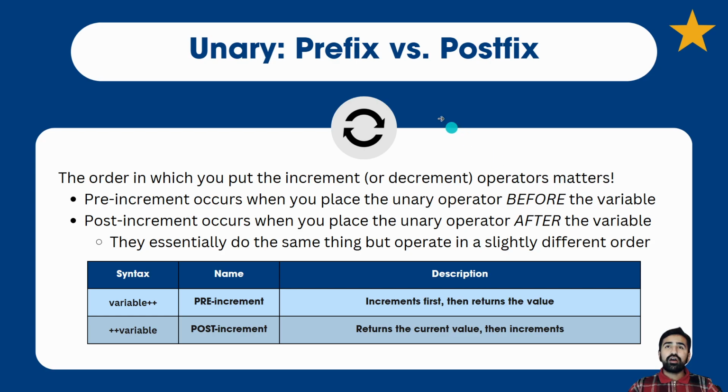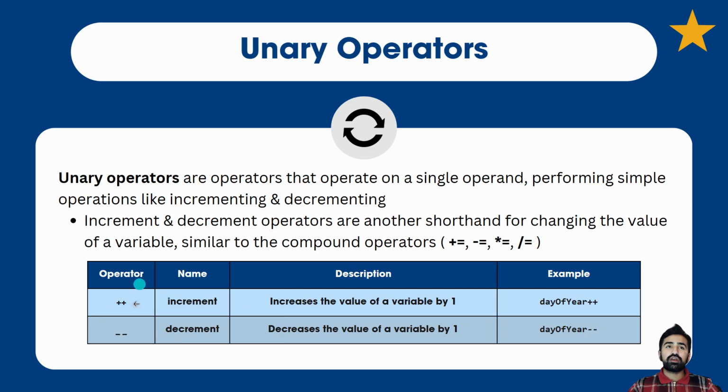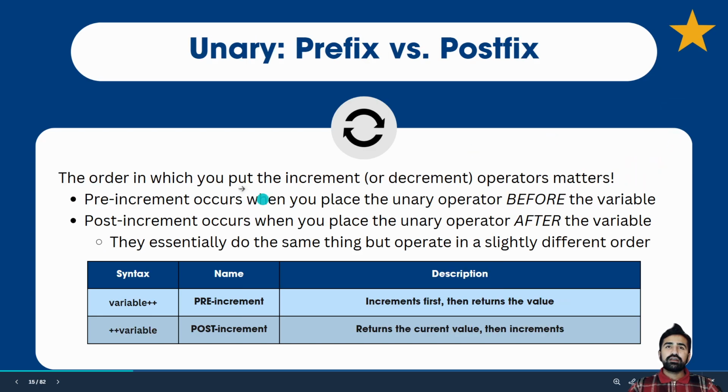So we have our prefix and postfix for unary operators. Keep in mind, there are more unary operators. We're just going to cover the ones that are most useful to us. But we need to talk about prefix and postfix because depending on where you put the operator, either before or after the variable, it's going to have slightly different behavior. So the order in which you put the increment or decrement operator actually matters.